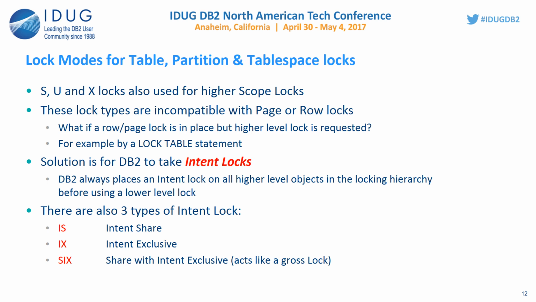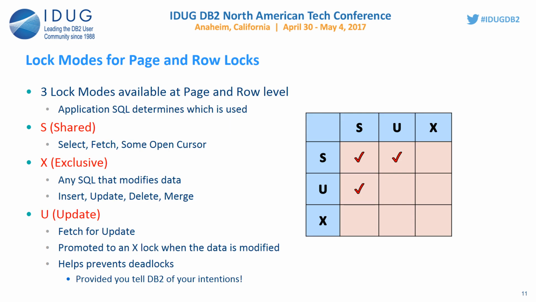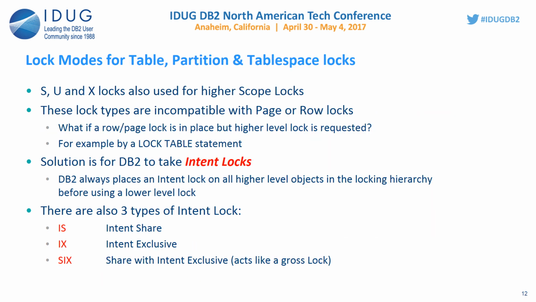Now, these locks are for page and row locks, which are the ones at the bottom of the hierarchy. For the higher hierarchy objects, DB2 also looks at S, U and X locks, but there is another type of lock that's held at this level. So if you imagine a scenario when you have an object and you're using page level locking, and you've got a share lock or an X lock on that page, and you issue a lock table statement that's incompatible with that.